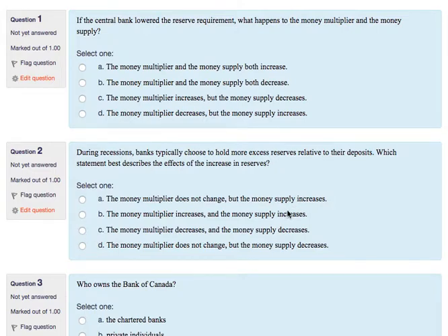And then you could also say, if you want to include the cash drain ratio or the currency deposit ratio, 1 over the reserve ratio plus the currency deposit or the cash drain ratio. If we disregard the currency deposit ratio for a second, it's 1 over the reserve ratio. So if the central bank lowered the reserve requirement, what would happen to this money multiplier and the money supply?